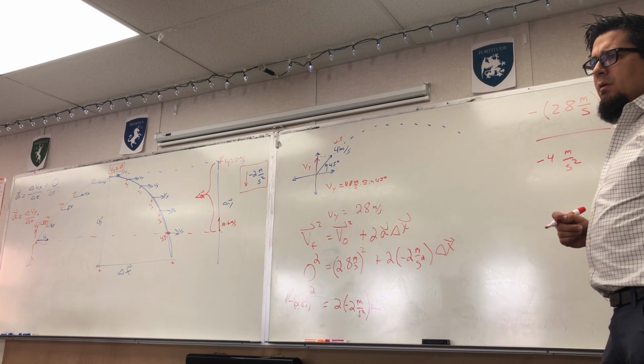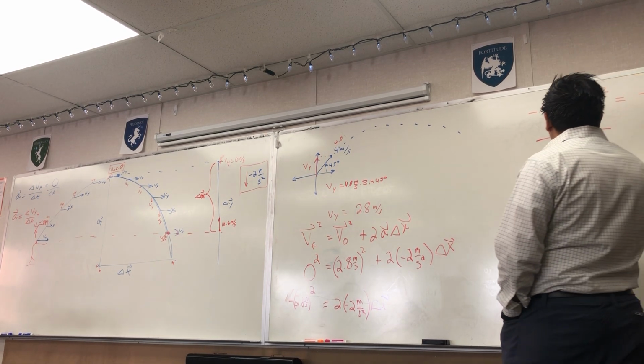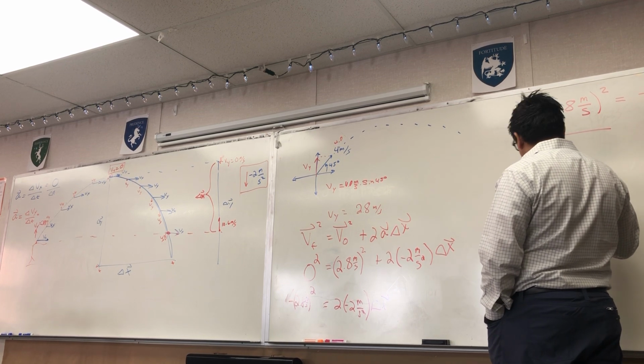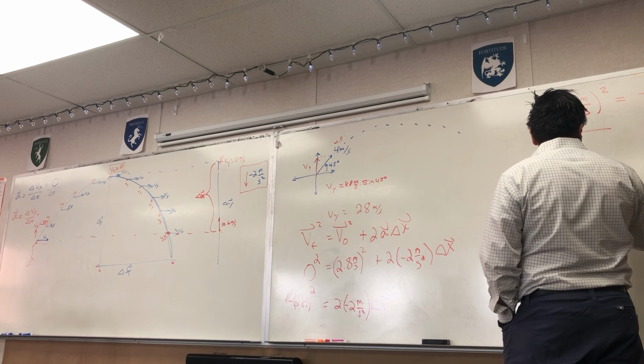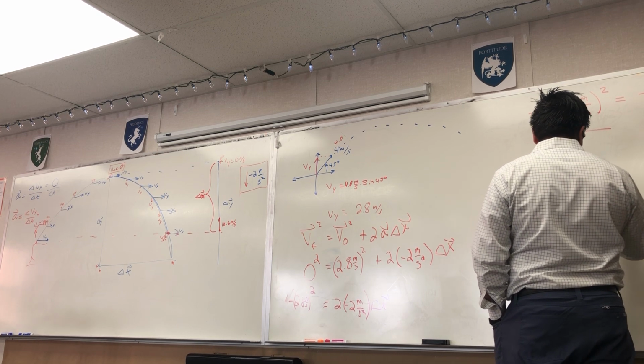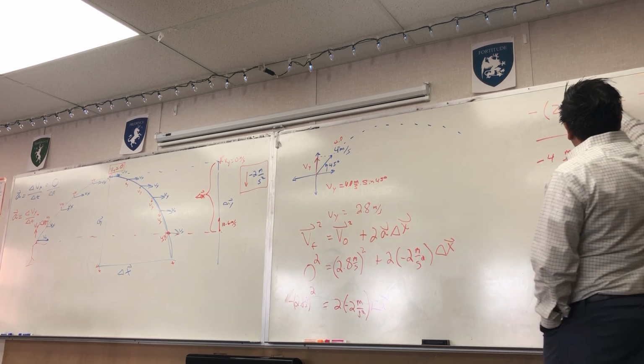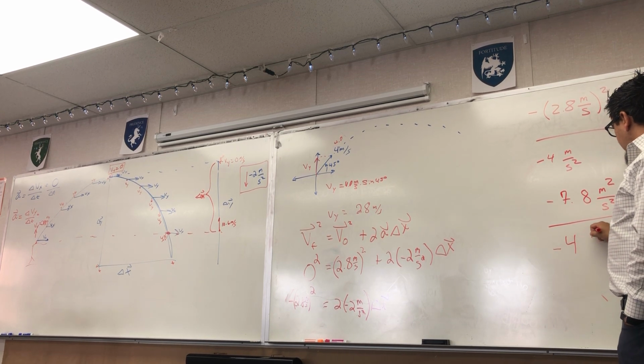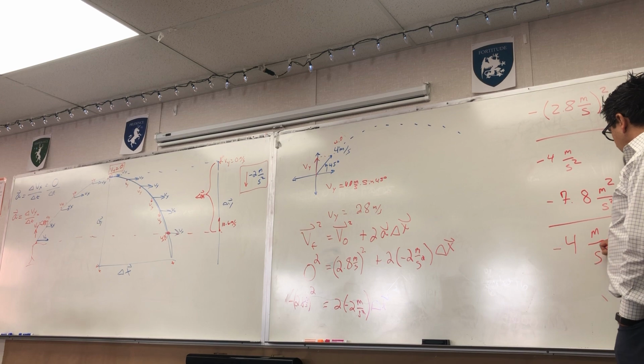I think you're thinking 4. I'm thinking of 4, sorry. So 7.8? Is that what you said? 7.84, but yeah, 7.8, and that's going to be meters squared per second squared, remember, because I square everything inside, and that's over negative 4 meters per second squared.